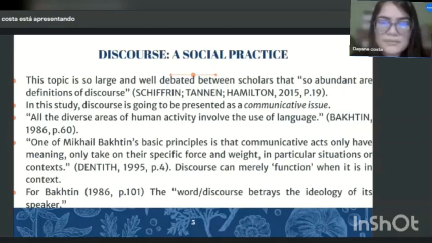The last quotation from Bakhtin says that the word, or discourse, shows the ideology of its speaker. So when someone speaks, you can analyze what they think, what their main beliefs and perspectives are, through their discourse.